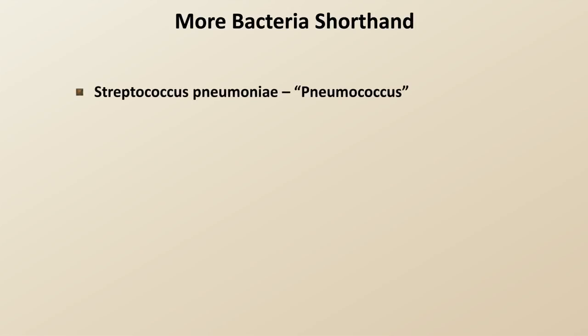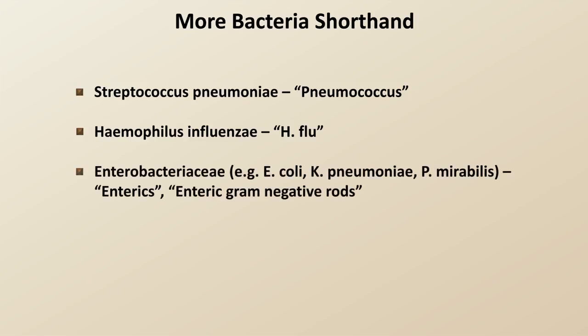I started this lecture with a brief word about how people commonly referred to specific bacteria. I'll end the lecture by revisiting this issue with some more bacteria shorthand with which one should be familiar. Streptococcus pneumoniae is often referred to as pneumococcus. Haemophilus influenzae is almost always called H. flu. The large family of gram-negative bacteria, called Enterobacteriaceae, is often referred to as enteric gram-negative rods or just plain enterics. This shorthand is potentially confusing since there are many gram-negative rods which are commonly found within the GI tract, which are not formally members of this family.